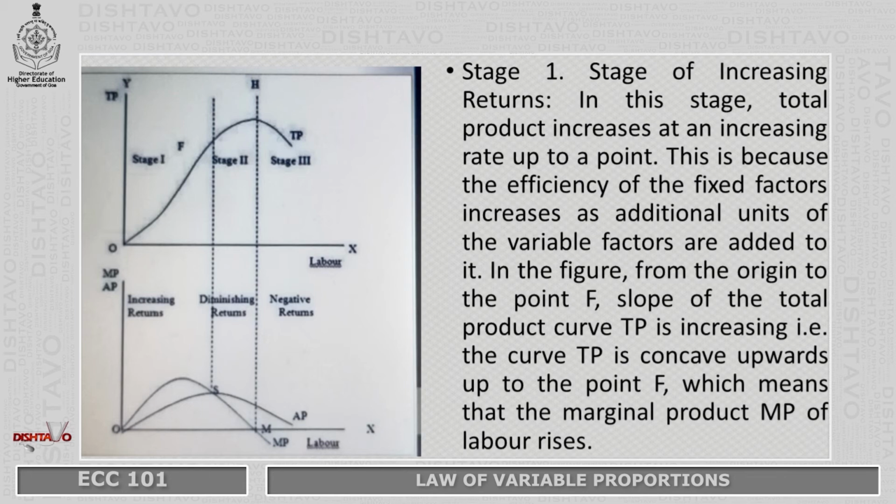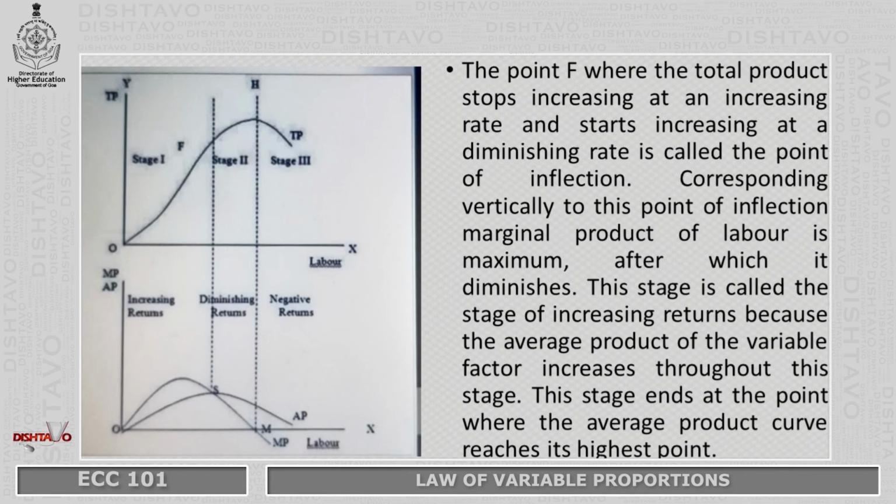That means the TP curve is concave upwards up to the point F, which means that the marginal product (MP) of labor rises. The point F, where the total product stops increasing at an increasing rate and starts increasing at a diminishing rate, is called the point of inflection. Corresponding vertically to this point of inflection, the marginal product of labor is maximum, after which it diminishes.